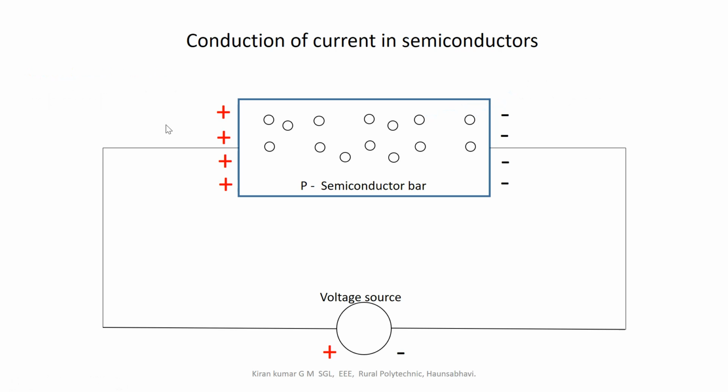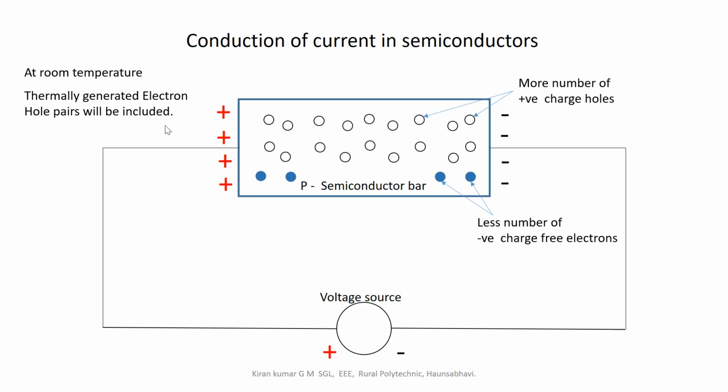When these doped semiconductors are subjected to the room temperature, in addition to the existing holes, thermally generated electron hole pairs will be included in the semiconductor bar. As a result, there will be a large number of positive charged holes and a few negative charged free electrons present in the semiconductor bar.